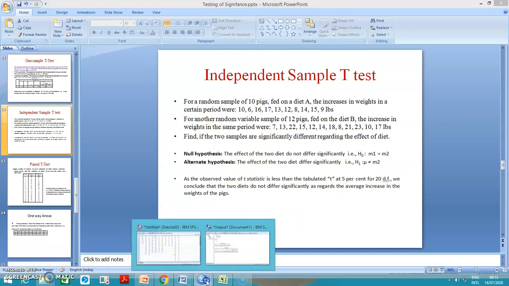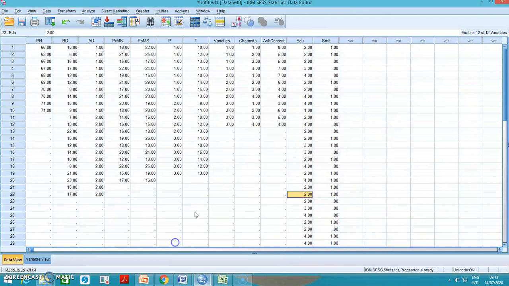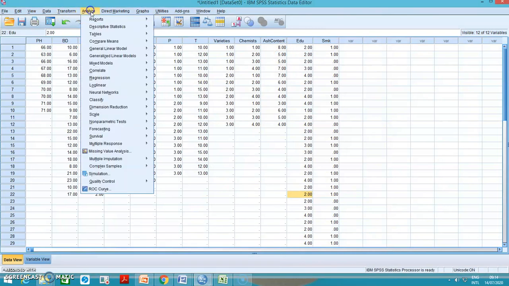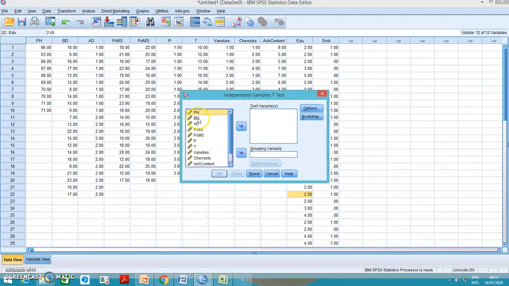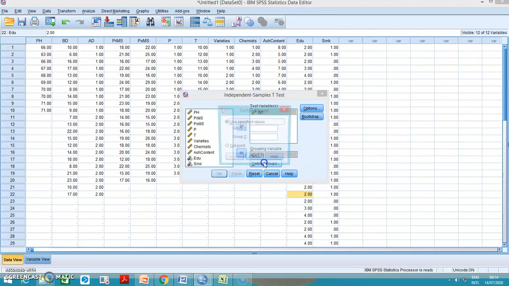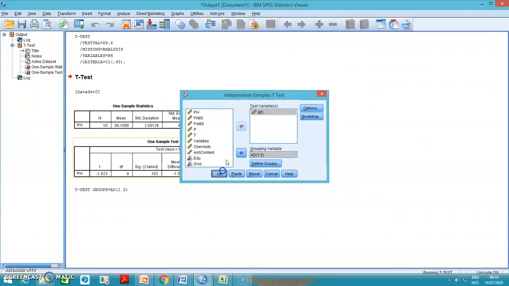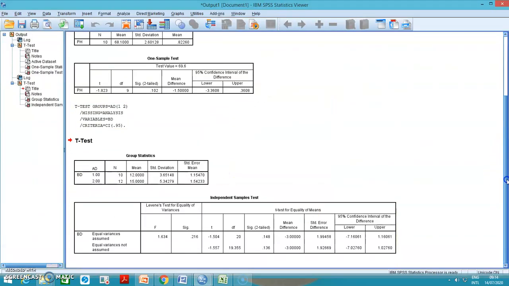So we need to perform the independent t-test. Go to the independent t-test. The test variable is this one, BD, which means all these are weights. And then the grouping variable is this. If you click OK, you will generate an output.